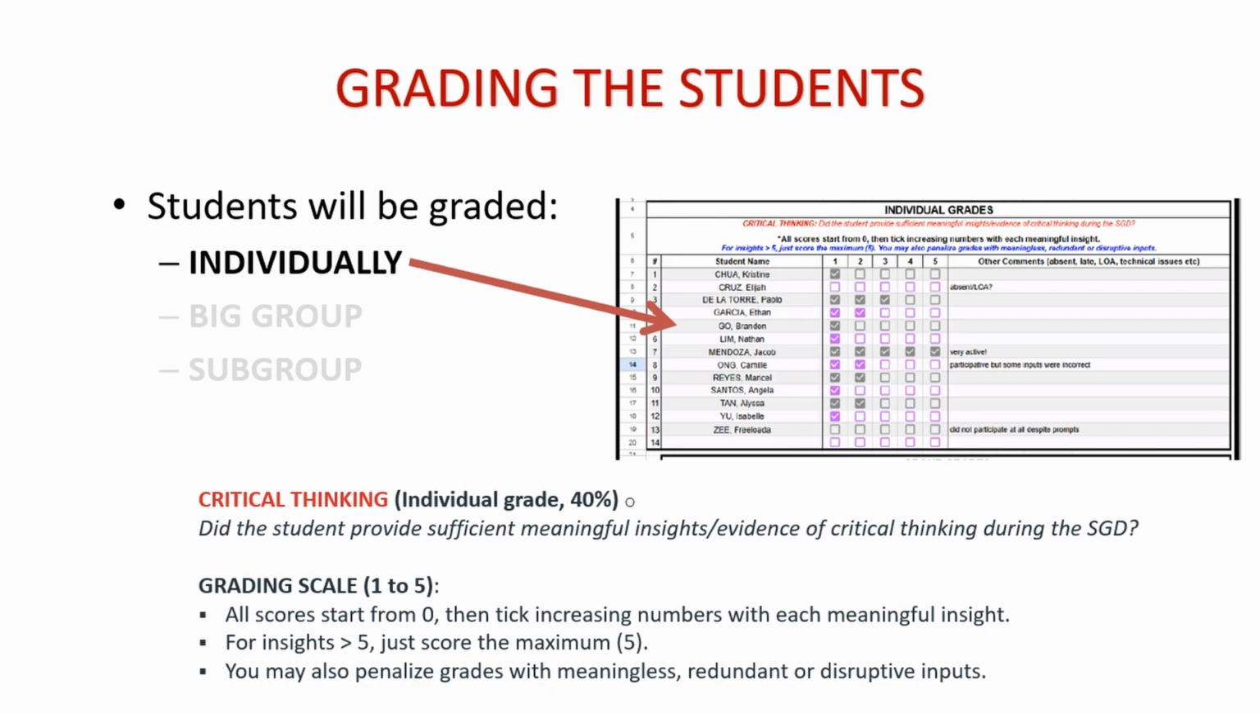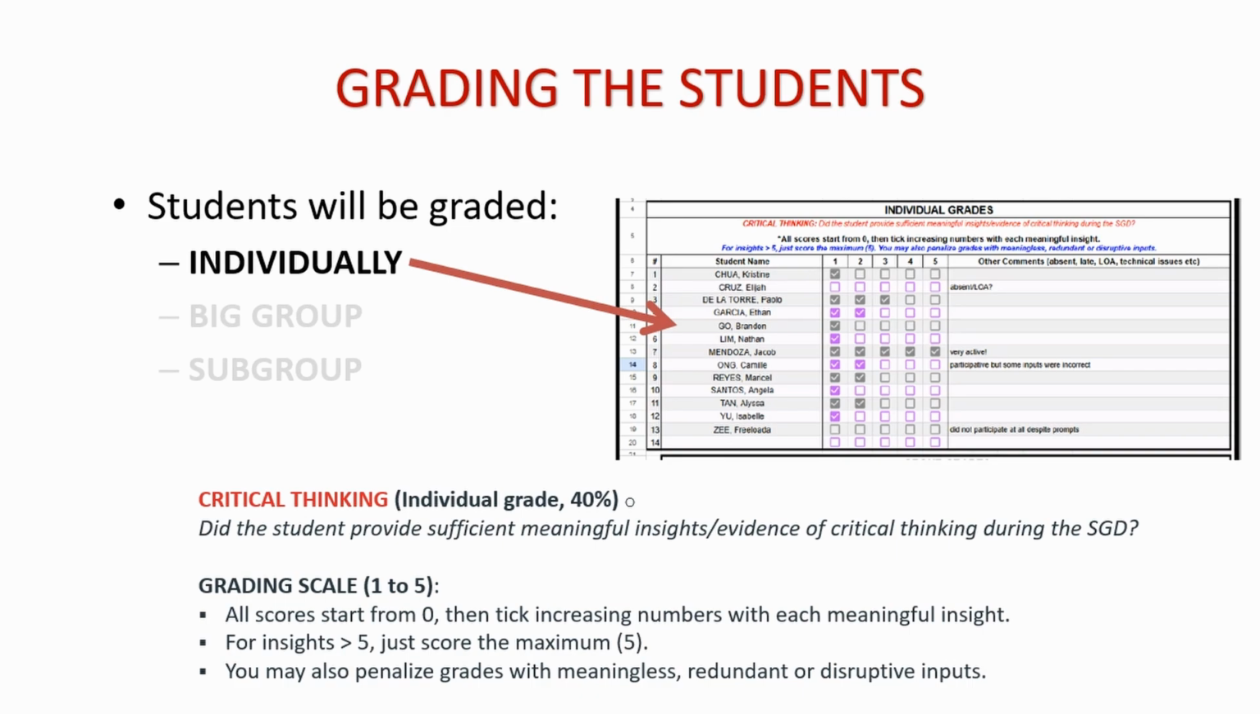This actually grades the participation of the student as well as the content of their answers individually. And this gives around 40% weight to each individual student participation. Now, the grading scale for the individual grades will be a Likert scale from 1 to 5, with 5 being the highest. All scores start from 0.